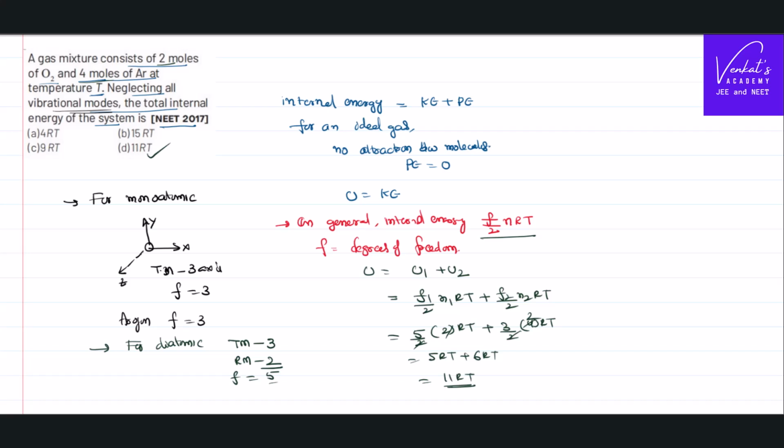So the most important thing that you need to know to solve this problem is the general expression for internal energy of a gas, F by 2 nRT, where F is the degrees of freedom. For monoatomic, degrees of freedom is 3. We have explained this in multiple videos. You can go to the playlist and find out why that is so. And for diatomic, it is 5. Knowing these two things, we can simply get to the answer.